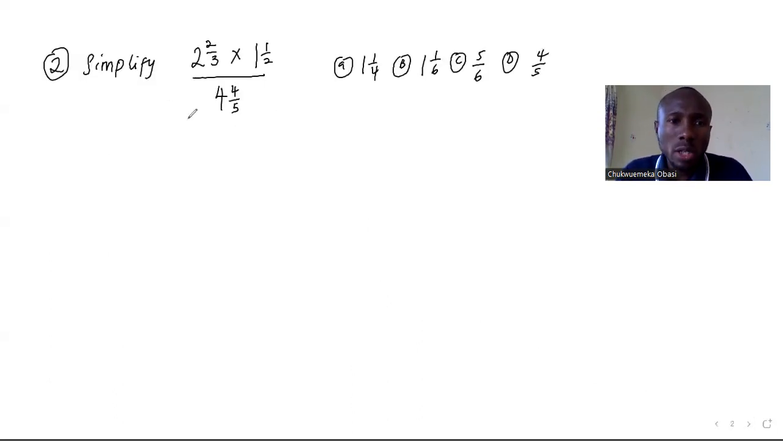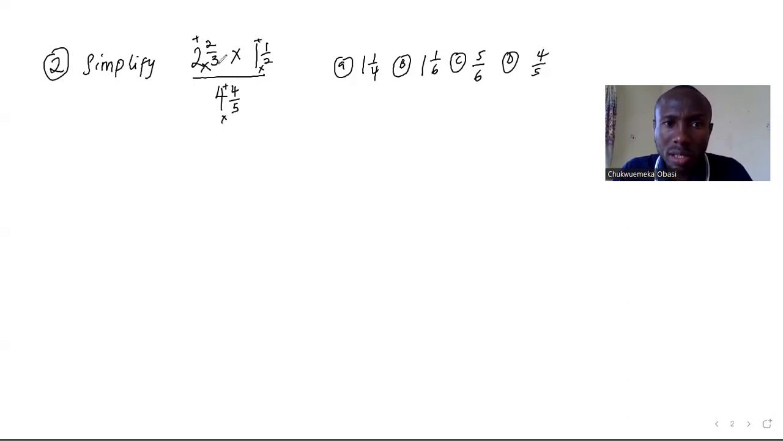All right, now question 2. It says: 2 and 2/3 times 1 and 1/2 divided by 4 and 4/5. How can we simplify this expression? Very simple. The first thing you want to do is convert these mixed fractions to improper fractions by multiplying and then adding, like that and like that.